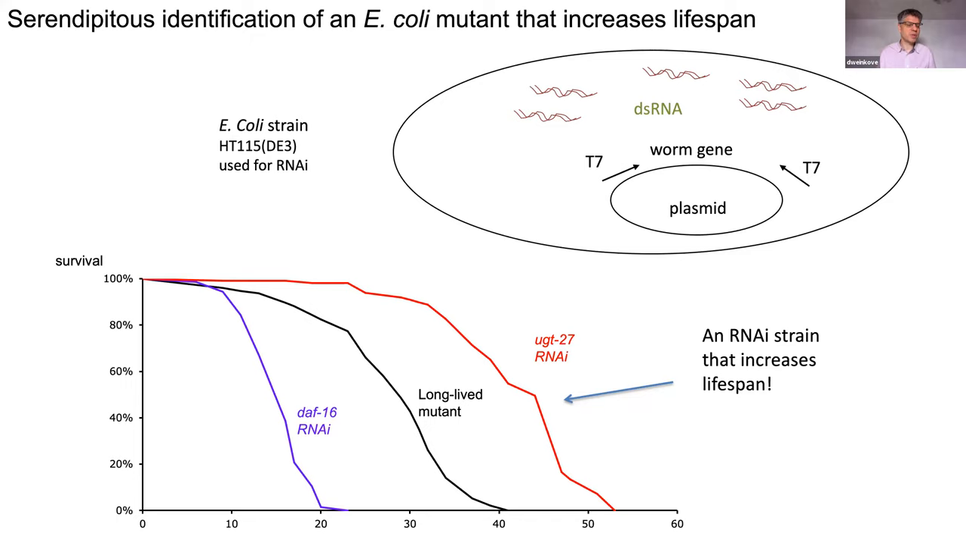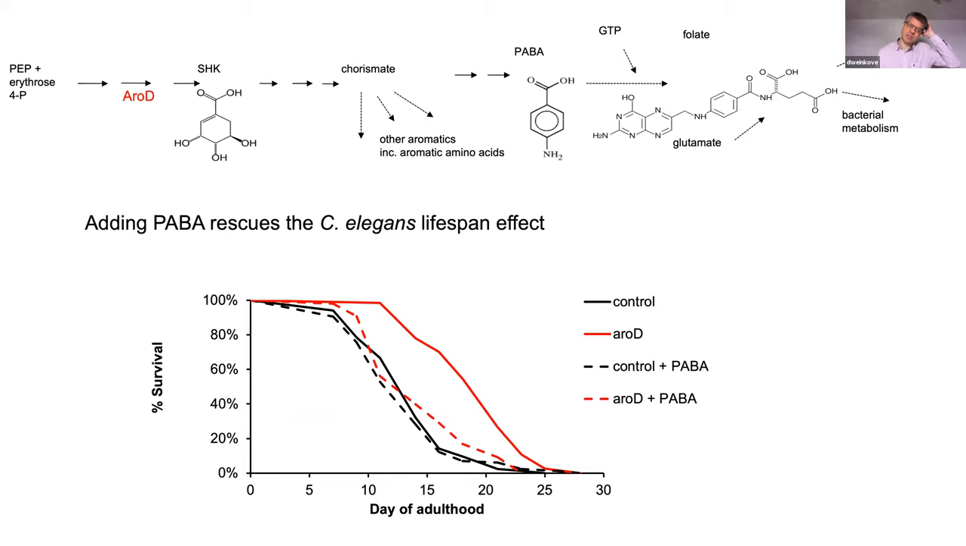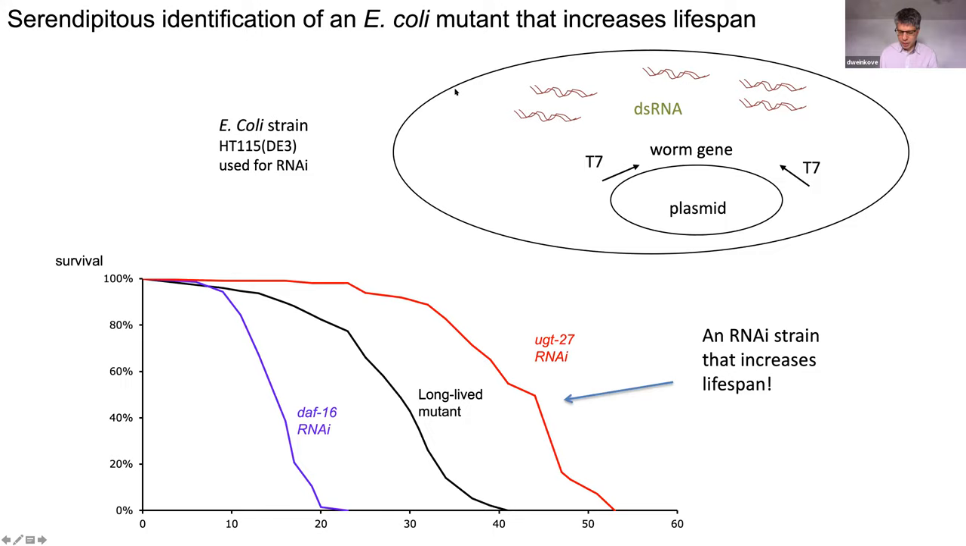And I found one of these strains made the worms live a lot longer, but it was nothing to do with the RNAi. It was actually to do with a spontaneous mutation in the E. coli genome. And I won't go into how we found that out, it's published. But we found that it was mutated in the gene aroD, which is in the shikimic acid pathway, which makes aromatic amino acids and other aromatic compounds. And the aromatic compound that turned out to be the most important was para-aminobenzoic acid, or PABA, which is a precursor of folate.